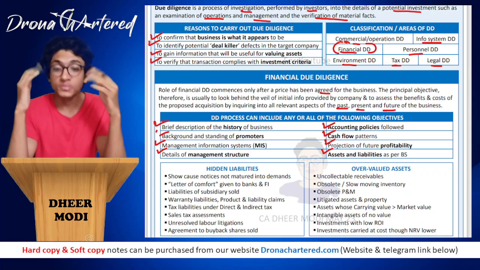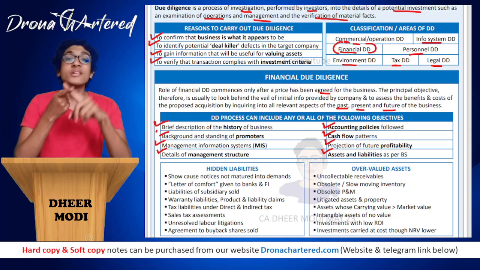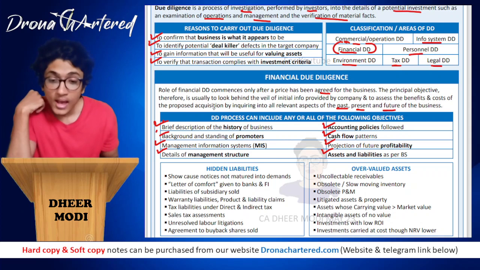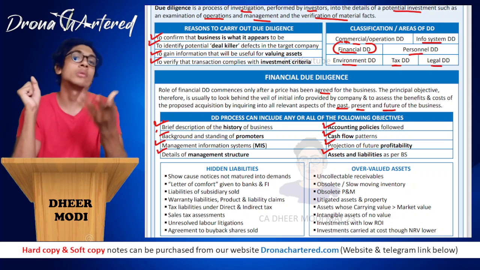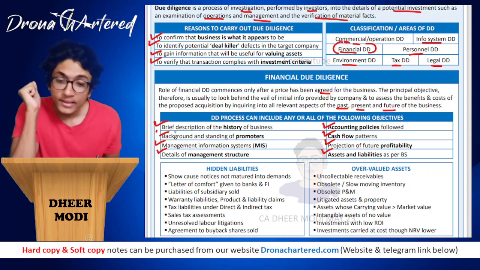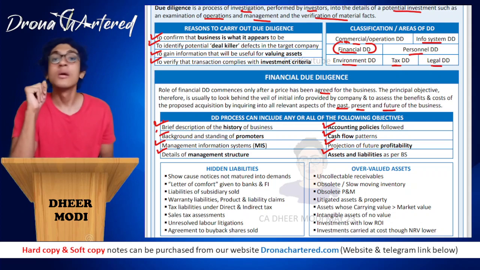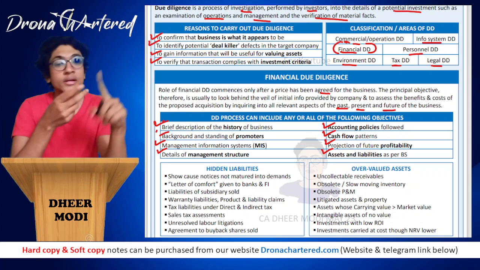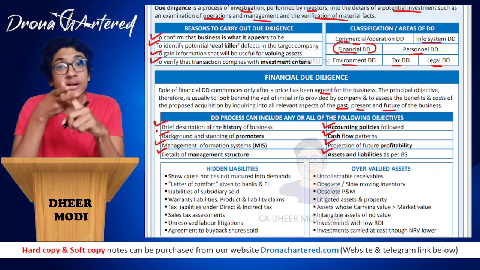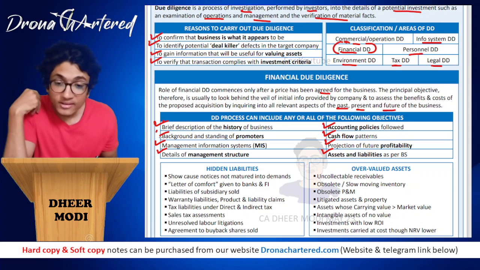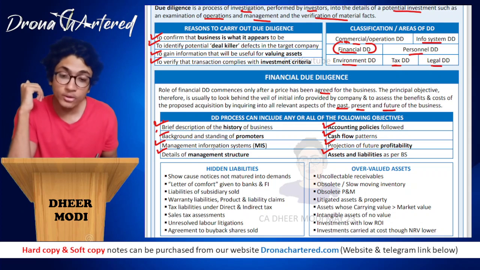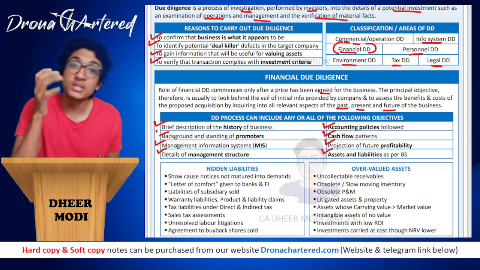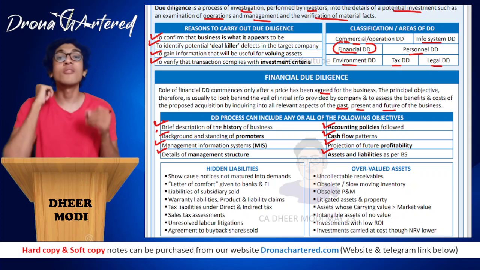So, what are your objectives? First is the history of business. You have to understand a brief description of the history of business. Okay, history of business is done. Now, what will you do? You will understand the promoters, that is background and standing of the promoters. Okay, so now promoters are done. Your business is done. Now, what management related will be there? So the next point is your management information systems, and the next point is also related to management. So one is management information system, and the next is details of management structure.